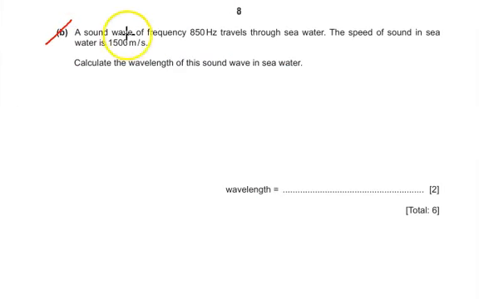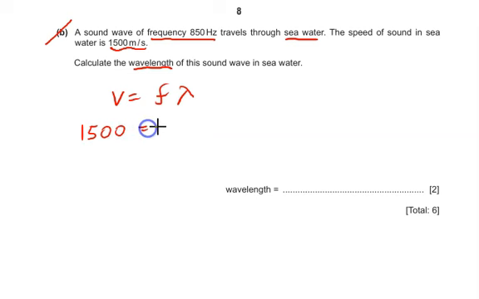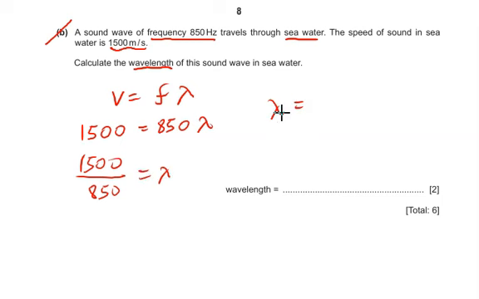For B, a sound wave of frequency 850 Hz travels through seawater. The speed of sound in seawater is 1,500 meters per second. Calculate the wavelength. So we just have to use this wave formula. The speed is 1,500, the frequency is 850, and this is the lambda, the wavelength. So what we have to do is just a division here. Now the value you can calculate.